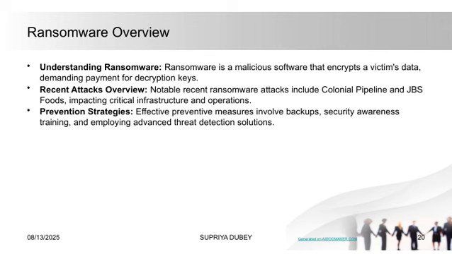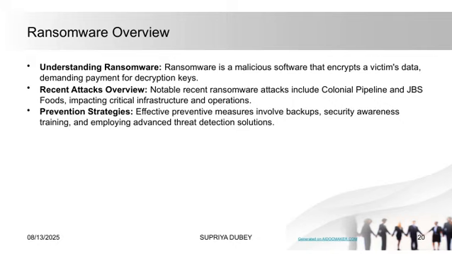Let's take a closer look at ransomware. Essentially, ransomware is a type of malicious software that encrypts a victim's data, making it inaccessible. The attackers then demand payment in exchange for the decryption keys to unlock that data. It's a serious threat because it can disrupt entire organizations and critical services. Now, if we look at recent attacks, some stand out due to their scale and impact. For example, the Colonial Pipeline attack disrupted fuel supplies across a large part of the United States, and the JBS Foods attack affected global meat supply chains.